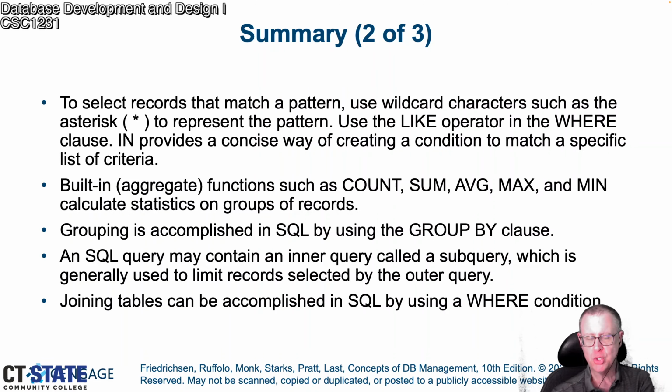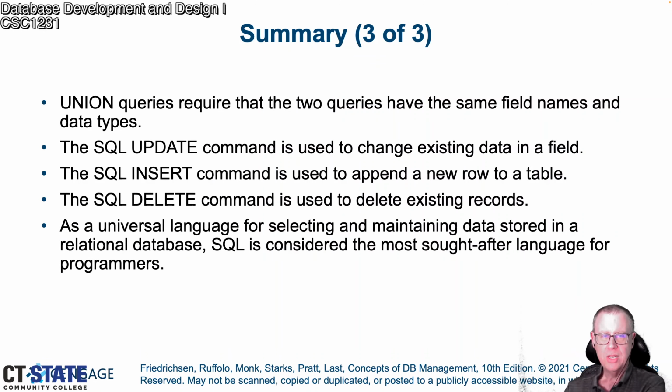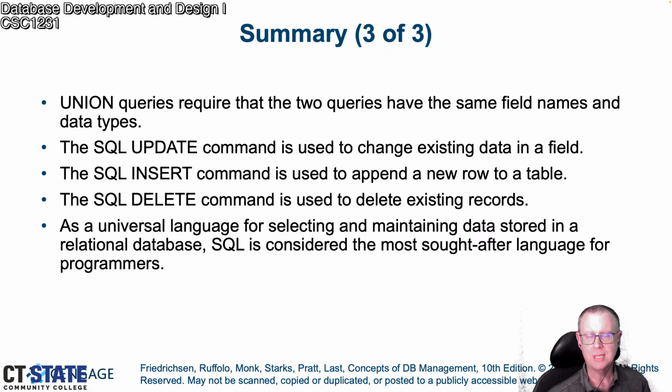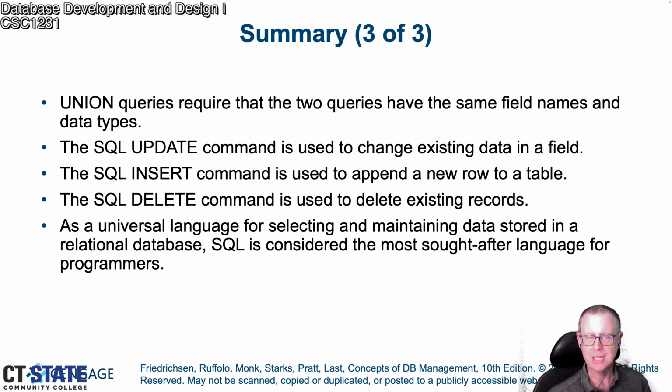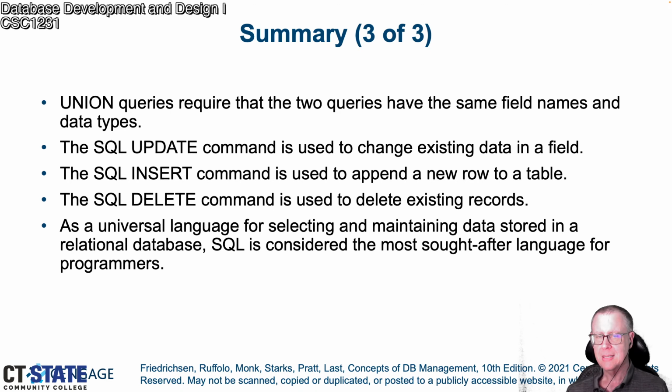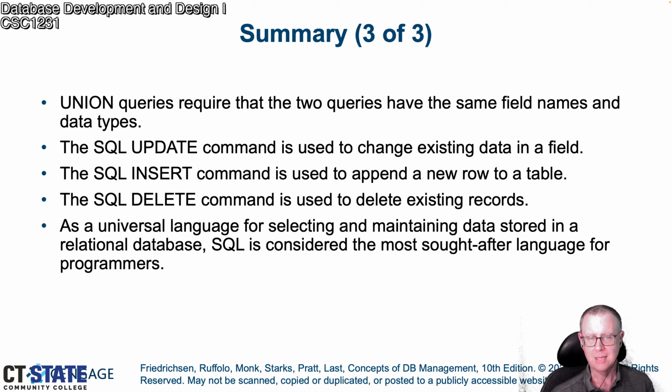And then when we want to join tables, connect them via their relationships, we use that WHERE condition on the key, the primary key on one side and the foreign key on the other, that's connecting those two tables. We can use UNION to combine the output of two queries. We can use the UPDATE command to change existing data. We can use the INSERT command to add new data to a table, or we can use the DELETE command for deleting existing records.